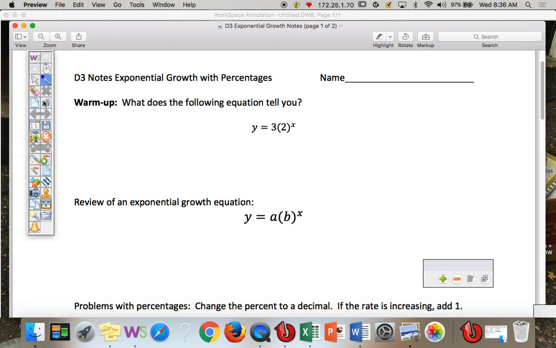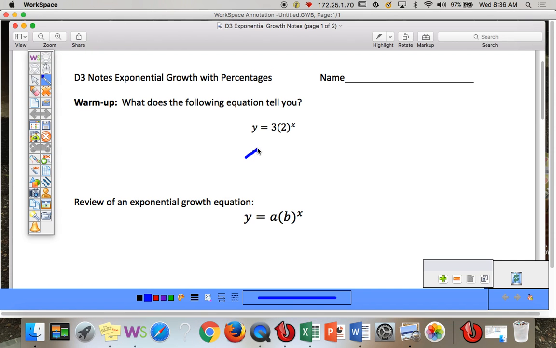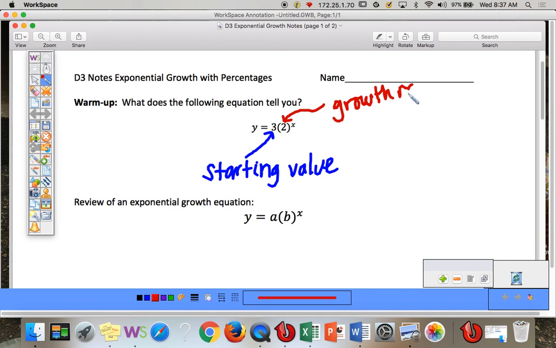Well, from the problems that we've been looking at, you should know by now that 3 is the starting value. We're going to start with 3 of something. The 2 is your percent growth, so this is the growth, called growth rate. And then x is usually some form of time.